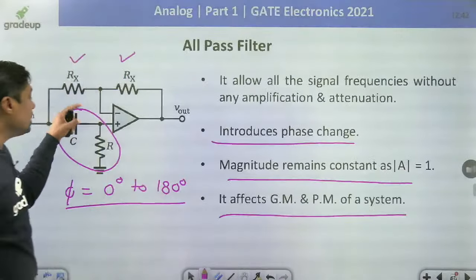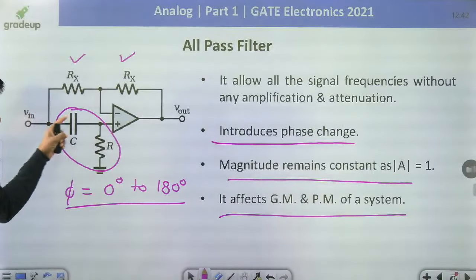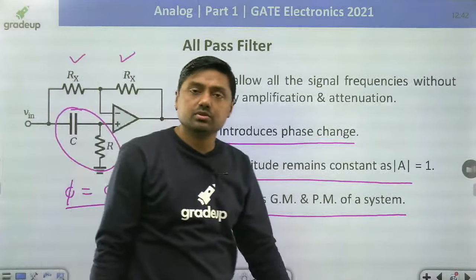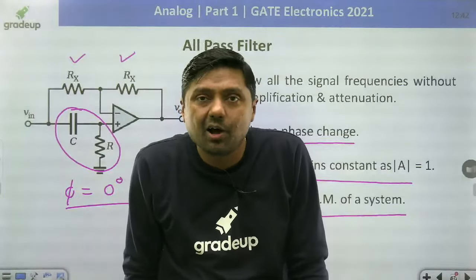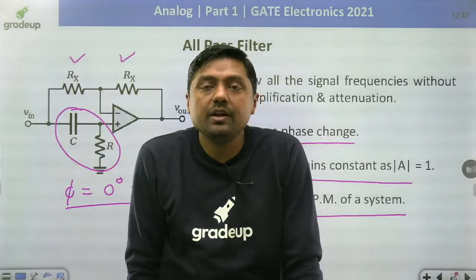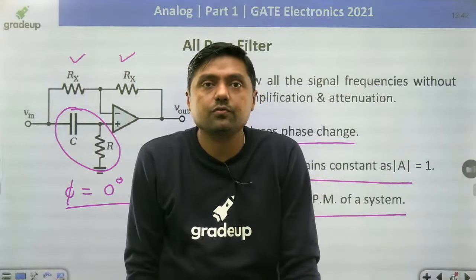And the previous one is a leading circuit. It is a high pass filter. High pass filter is a leading circuit. The complete diagram is the all pass filter.